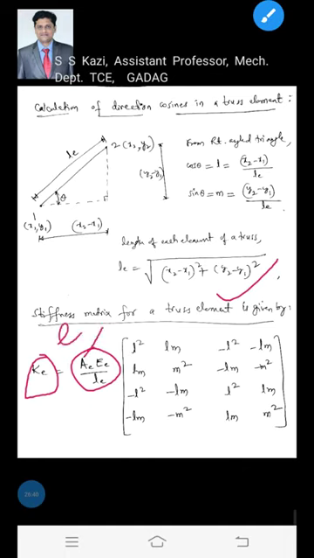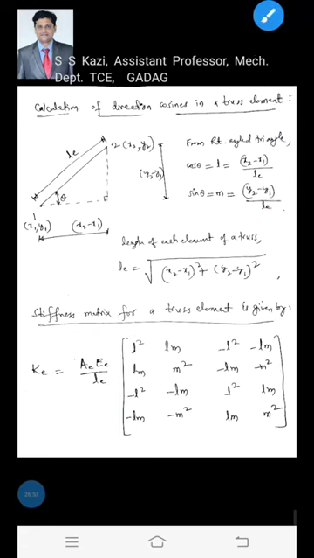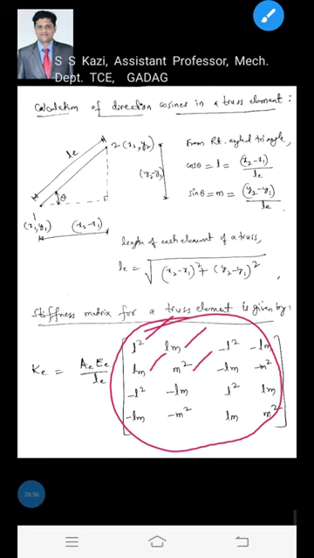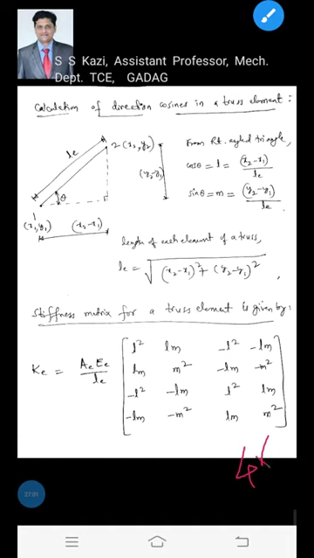A suffix E is the area of the element. The small e represents the element number. E is Young's modulus of the element. LE is the length of the element. AE by L outside, and inside you should write L square, LM, M square, and this is the formula. And you can observe here the order of the matrix is 4 cross 4 for a truss problem.